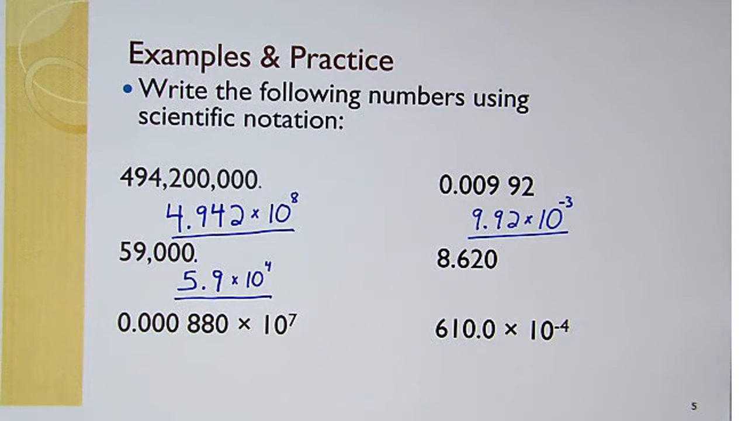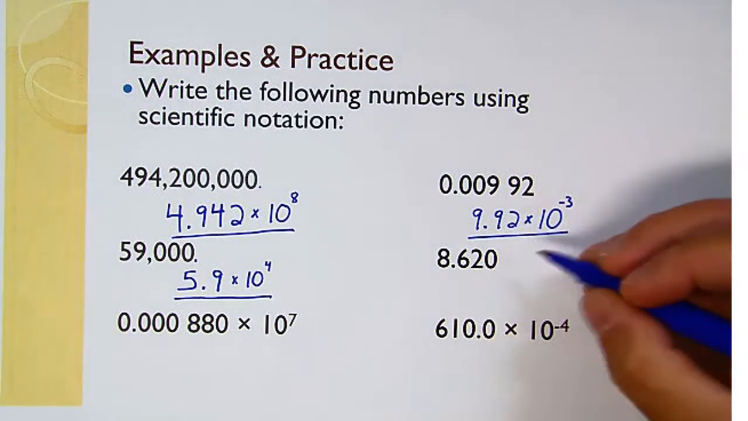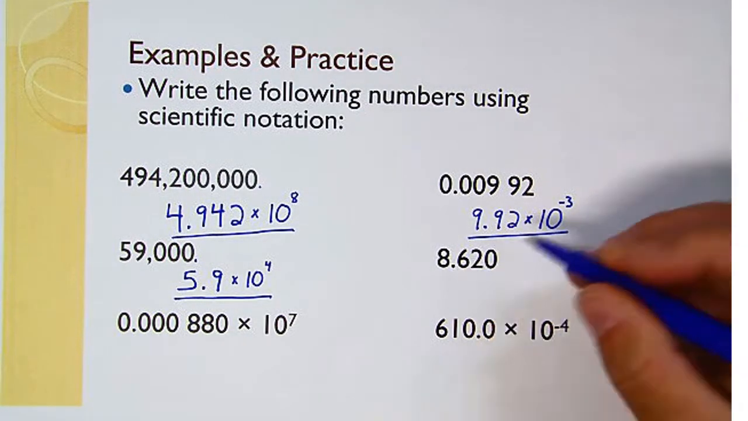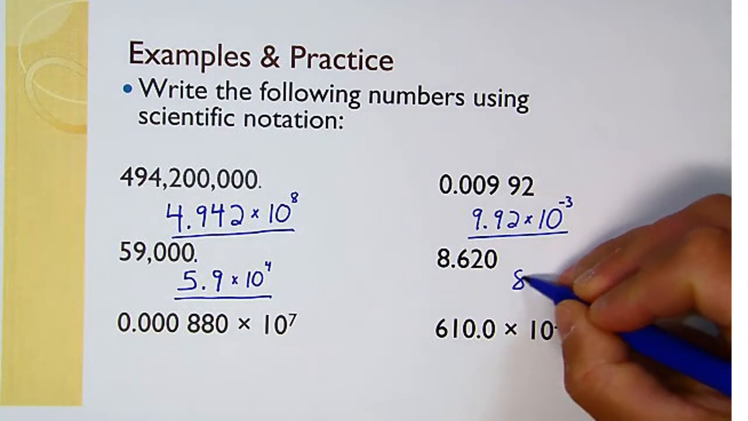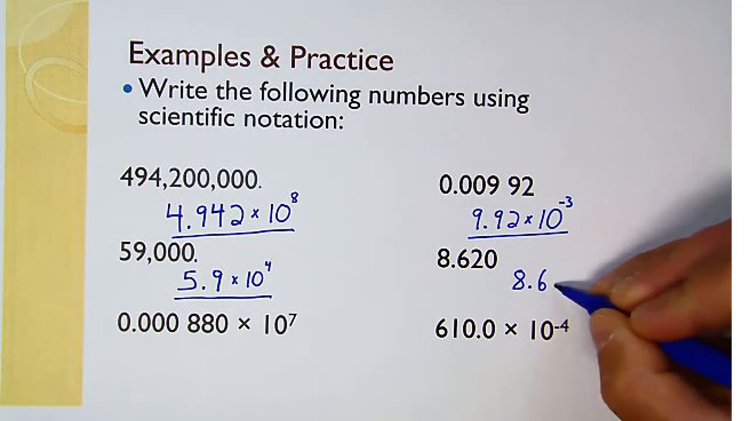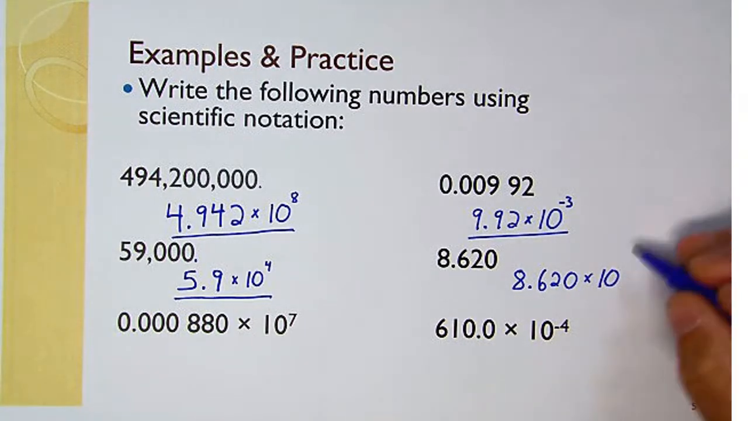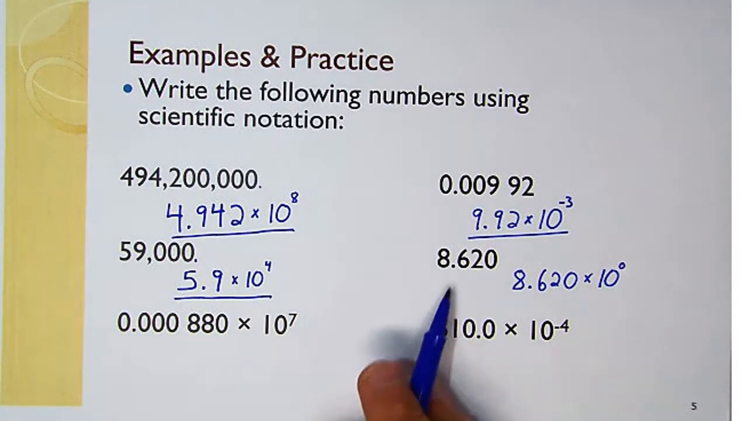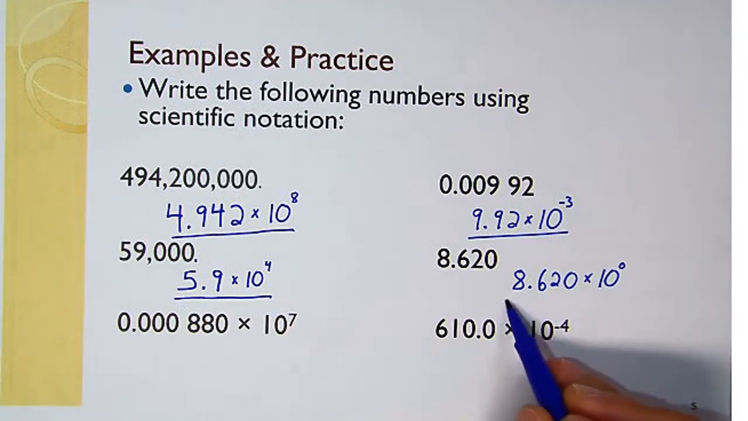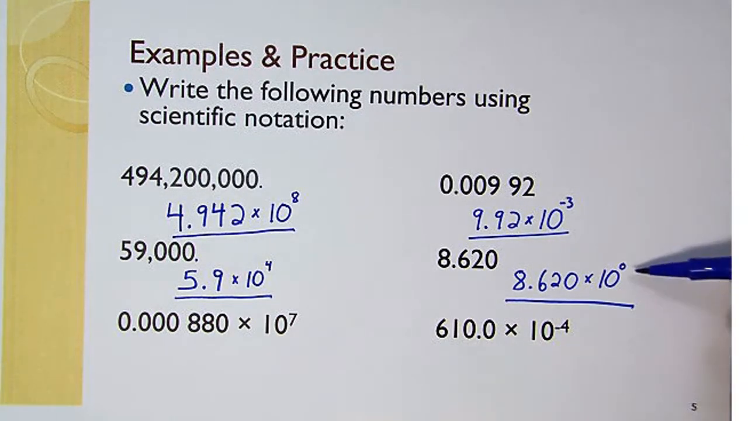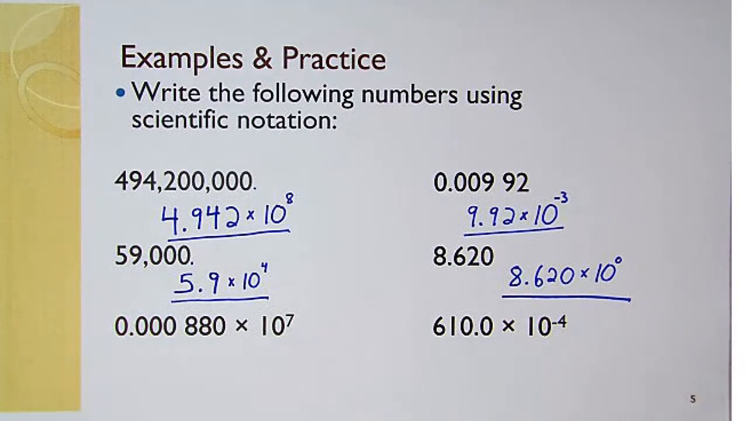What about 8.62? Well, 8.620, that number's already between 1 and 10, and so we could say that that is 8.620. And how many places did we have to move it? Well, we had to move it none, so that number doesn't need to be in scientific notation, but if we do put it in scientific notation, it's going to have an exponent of 0 on it.